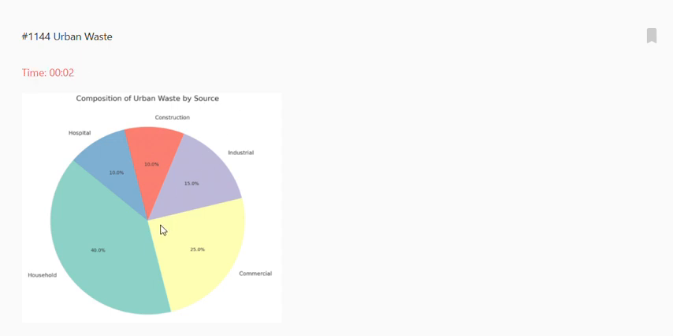The pie chart in front of me represents composition of urban waste by different sources like construction, hospital, household and commercial. From the image I can see that household has the highest contribution of urban waste, which is 40%. 25% of the waste is from commercial.